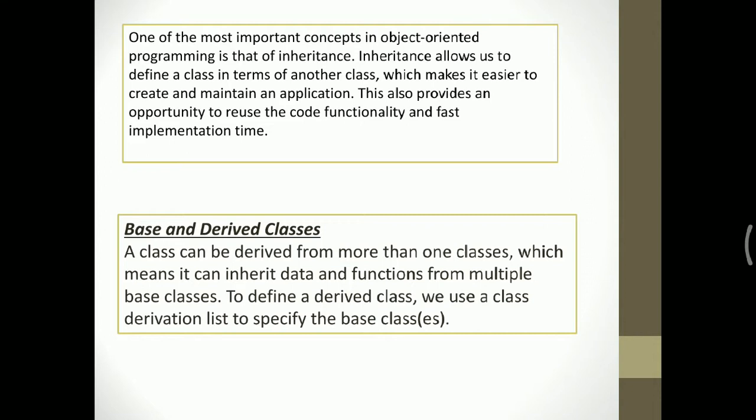What is base class and derived class? A class can be derived from more than one class, which means that it can inherit data and functions from multiple base classes. To define a derived class, we use the class derivation list to specify the base class. Base class is also called the parent class. Derived classes are the classes which are derived from the base class. This process is called inheritance.